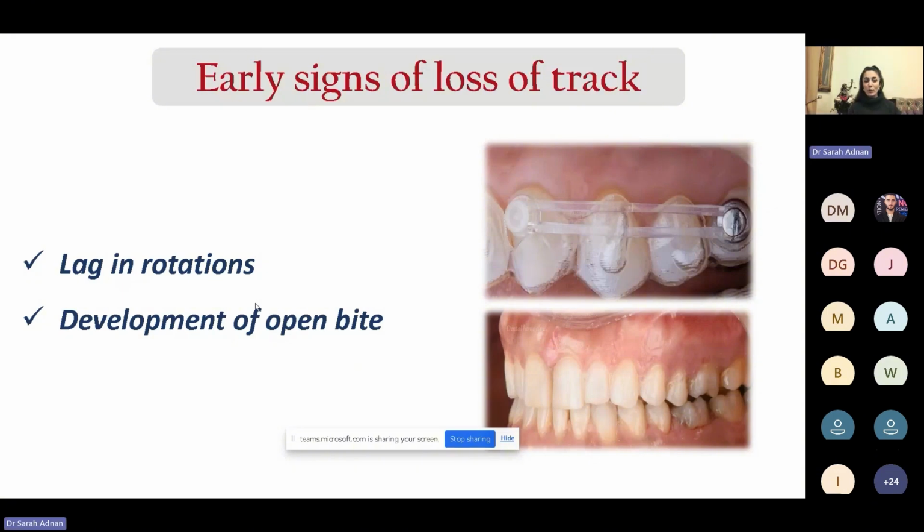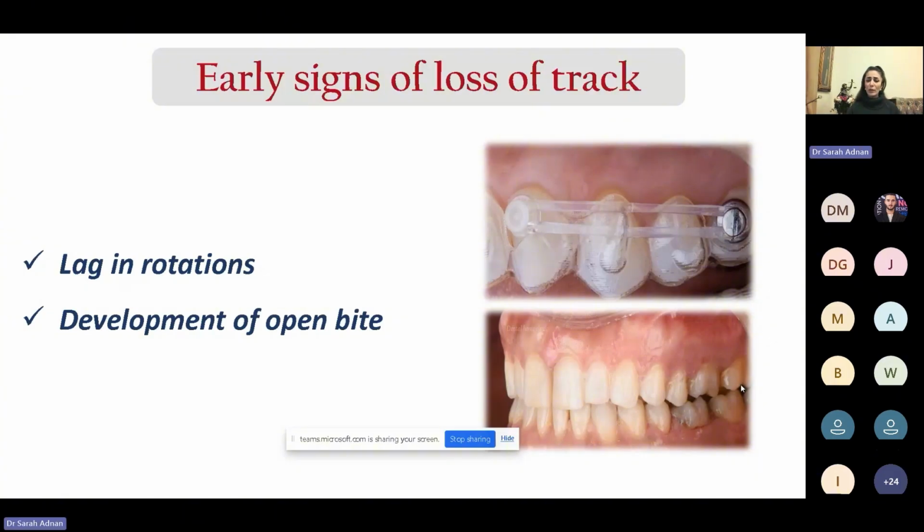Another important sign of loss of track is the development of posterior open bite. In a lot of cases, sooner or later, you will notice, as you see here in this case, a posterior open bite. The teeth are following the aligner very perfectly, but there is a posterior open bite developing in the posterior area, molar area mostly. That's because of the aligner thickness. The aligner thickness will act as a bite turbo, allowing the teeth, especially posterior teeth, to intrude.